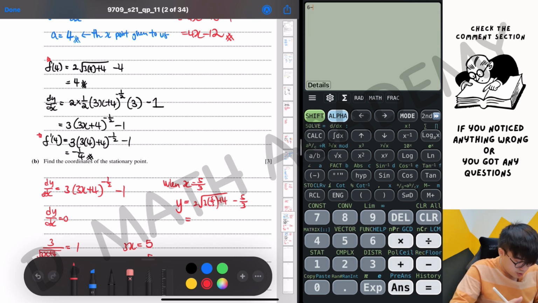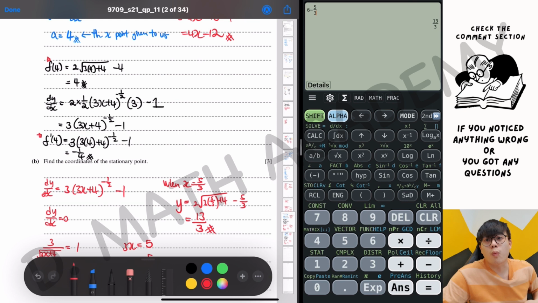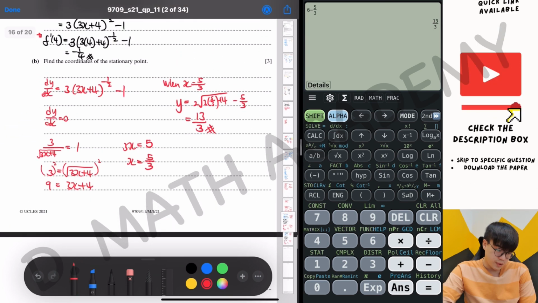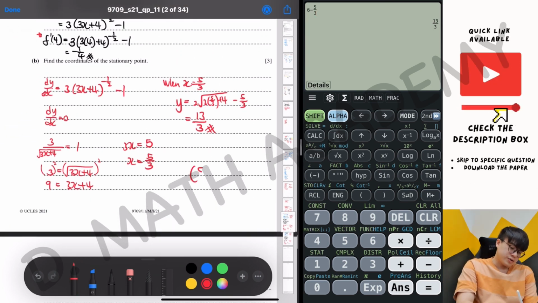So it's 6 minus 5 over 3, you will get your result as 13 over 3 here. So that's how you solve your y equals 13 over 3. So the full coordinates are 5 over 3, 13 over 3. Okay.